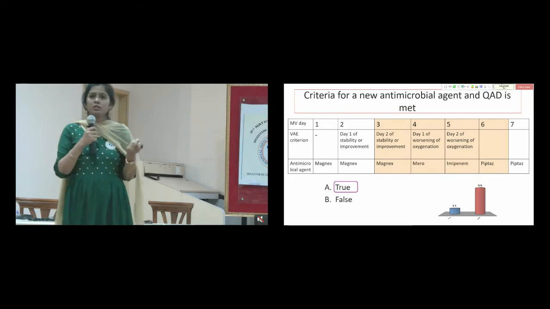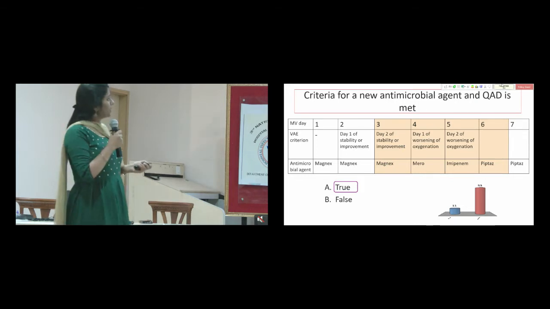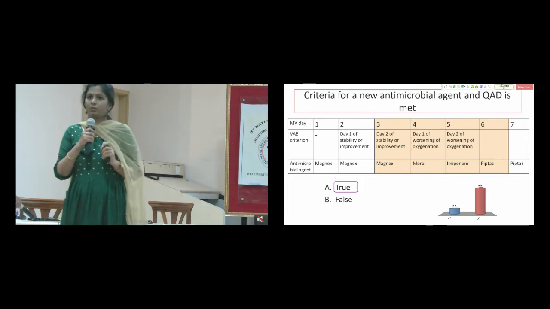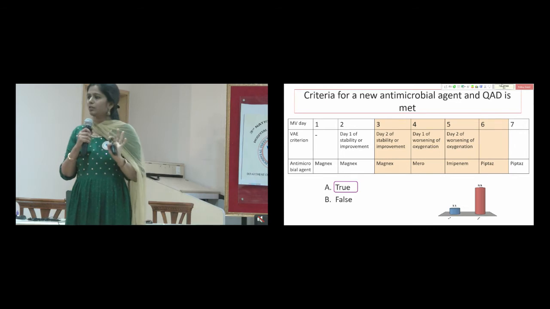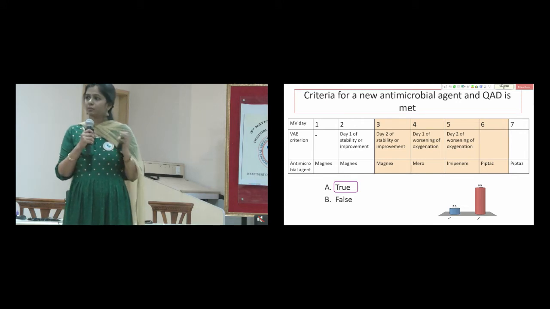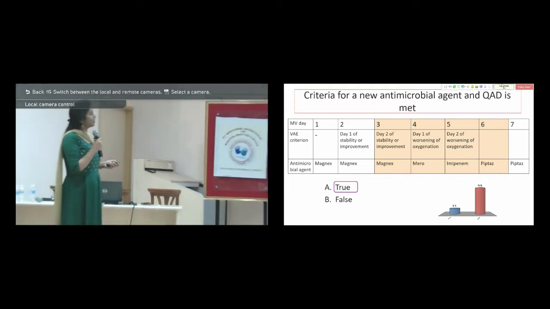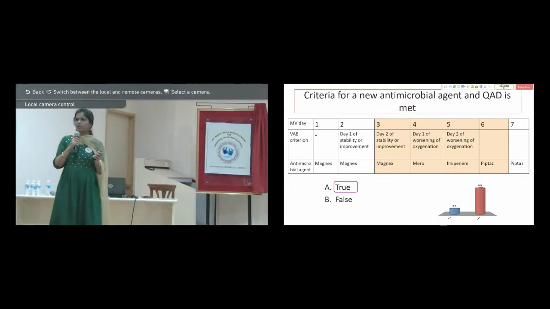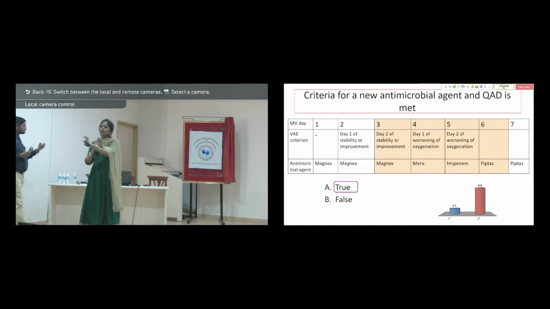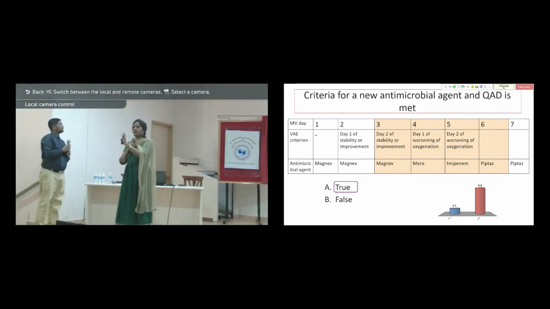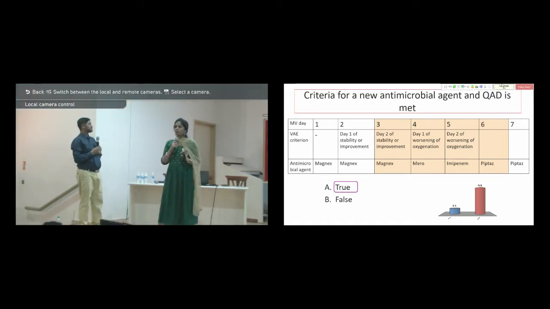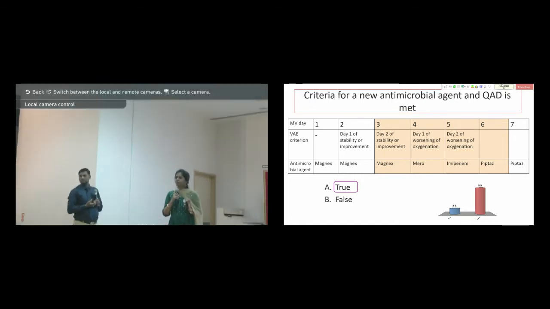Imipenem you cannot consider at that time. That time it will become 1, 2, 3 qualifying antimicrobials. It has to be started in the window period. Then also it becomes only 3 days, because if you want to continue the count beyond the window period, it has to be started there, and that will not be fulfilled. Any other doubt? Is this okay?